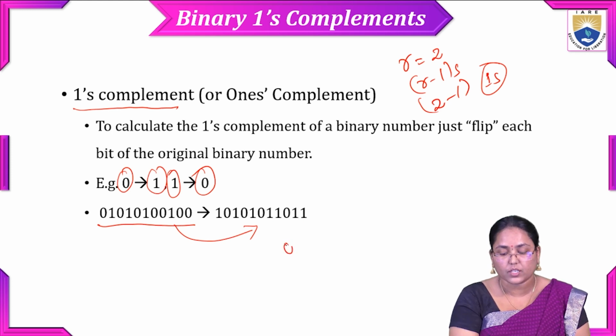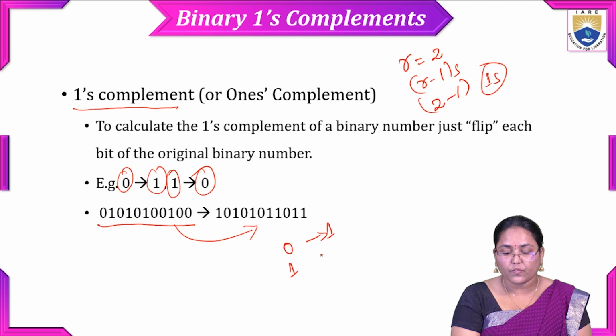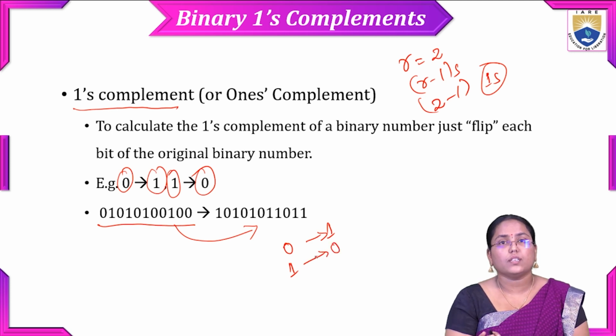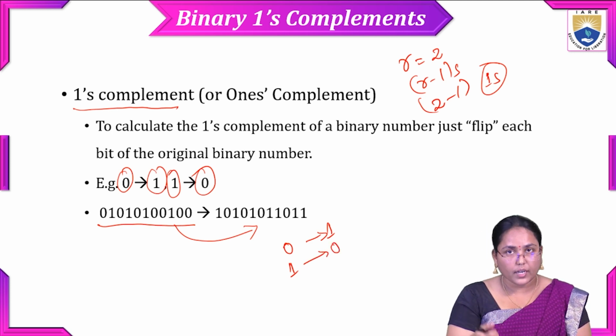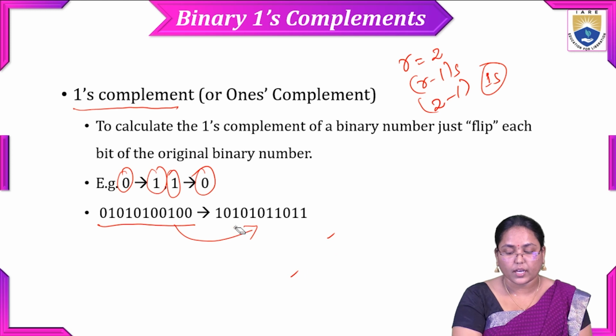Like, if I have 0, I'll convert it into 1. If I have 1, I'll convert it into 0. So this is the only thing. And let us see whether this procedure is correct or wrong.